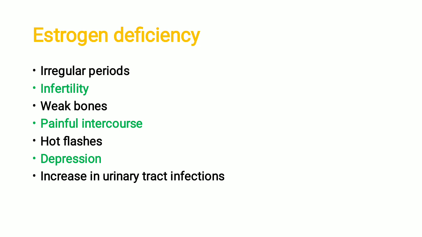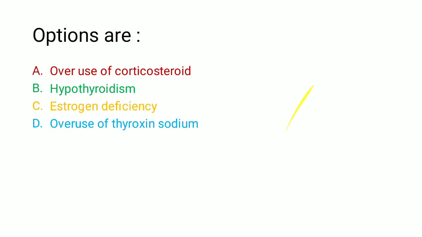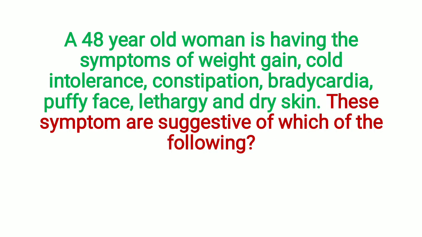Okay, and the last symptom which is associated with estrogen deficiency is UTI chances. That means there are more chances that a urinary tract infection may occur, because the urethral tissue will get thin, and ultimately the chances of getting infected will be more. So these are the symptoms which are associated with estrogen deficiency. If I compare the same with the question, these are not the symptoms which are actually associated.